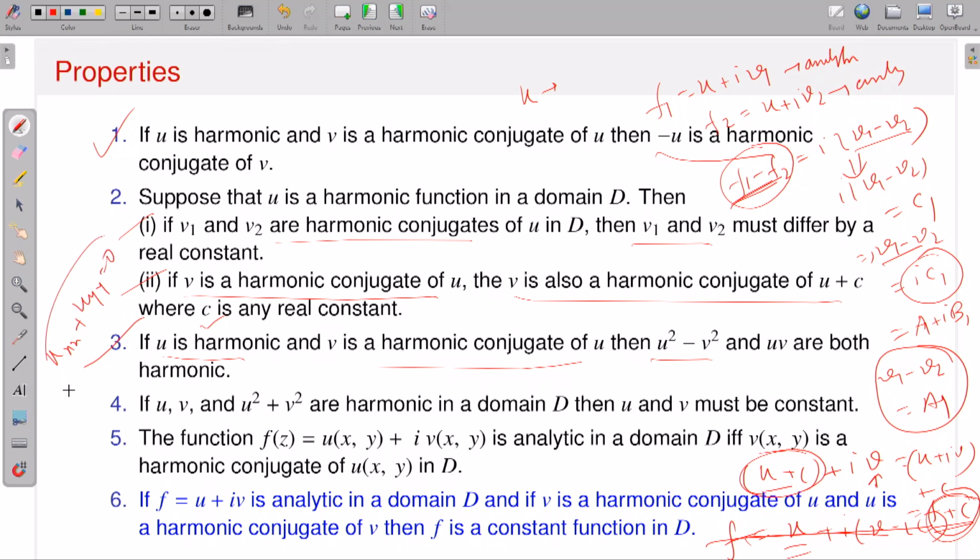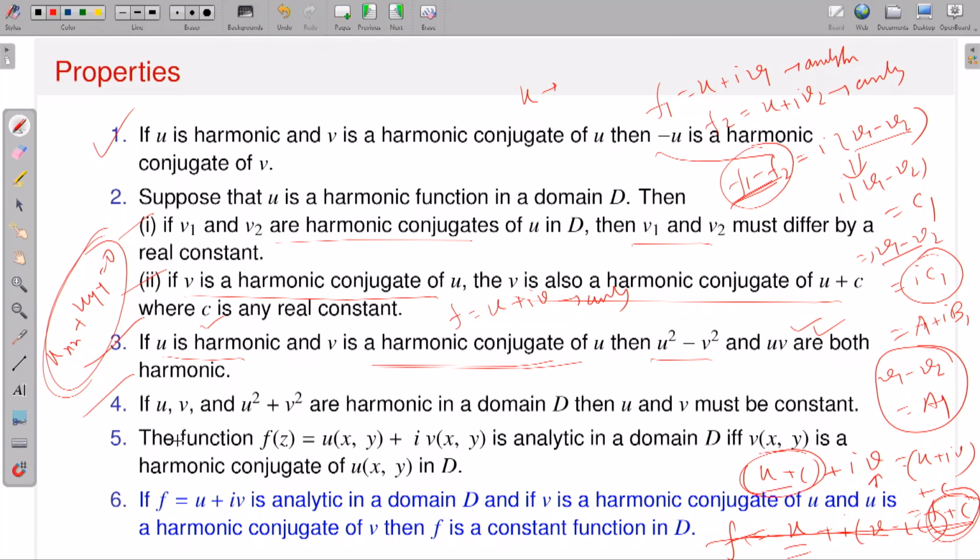Uxx plus Uyy is 0, that is given, and v is a harmonic conjugate of u, that means f, if I write it, which is u plus iv, is analytic, right? That means it should satisfy the Cauchy-Riemann equations. And since it is an analytic function, its derivative is also analytic, and so on and so forth. So if you use that kind of thing and these equations, you will be able to prove that one. I am not proving it, you just take it as an exercise.